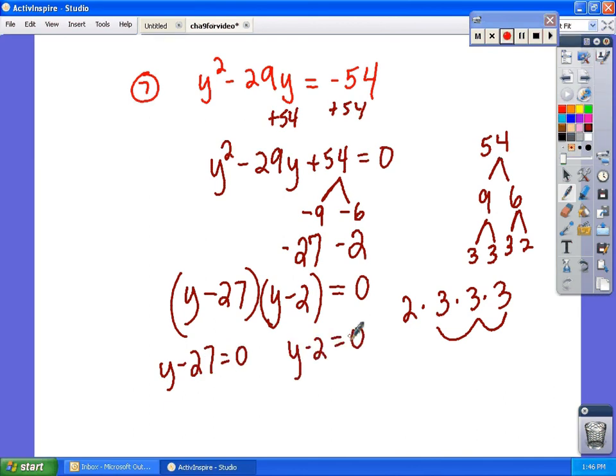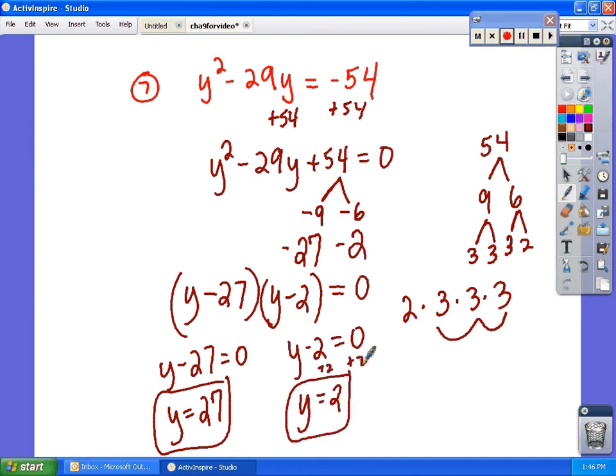and solve them, I get my two answers, which would be, I add 27 on both sides for that one. And for this one, I have to add 2 on both sides. Plus 2 plus 2, and I forgot to show my work, plus 27 plus 27. And there are my two answers, 27 and 2.